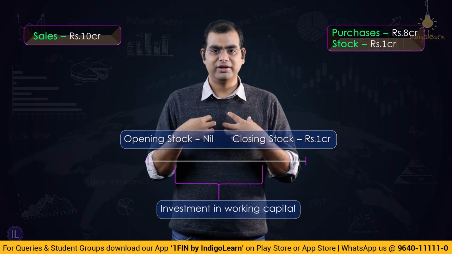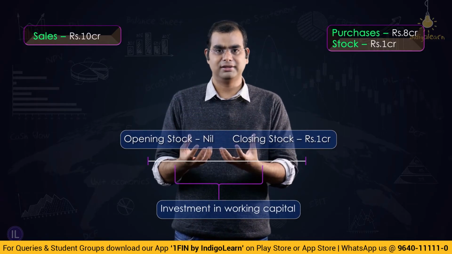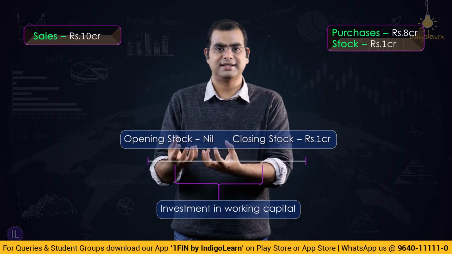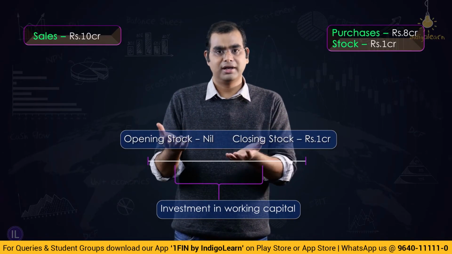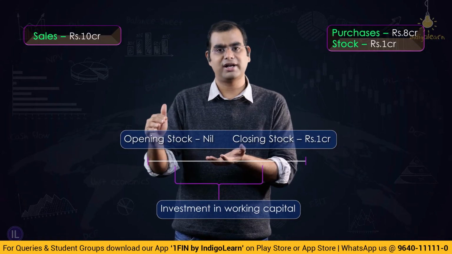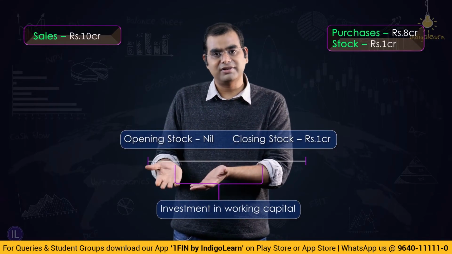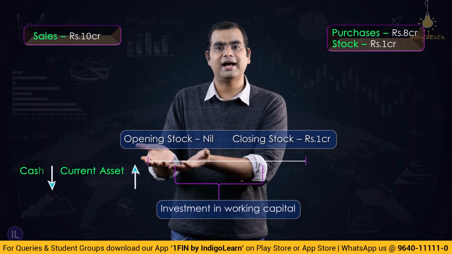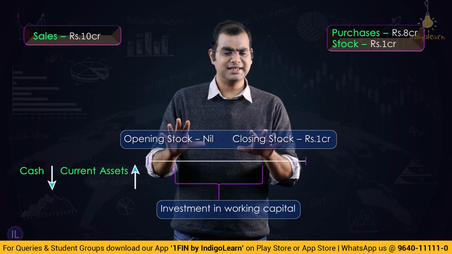So how has the stock increased? Because you have purchased it. So you've basically invested money in working capital. When you invest money in working capital, these are all current assets, right? When you invest money in current assets, the current assets will go up. Cash is also a current asset, but you have invested money in current assets other than cash. So cash is coming down and other assets have gone up.